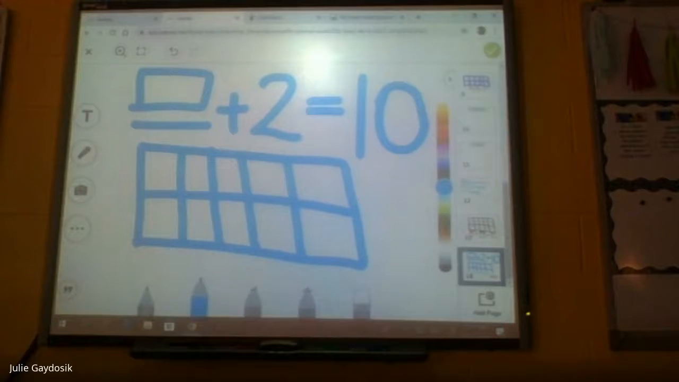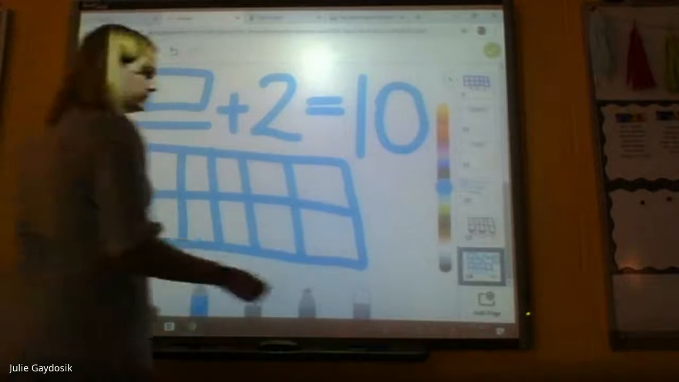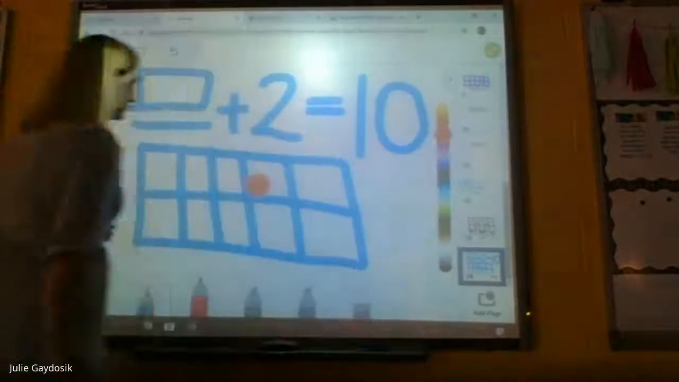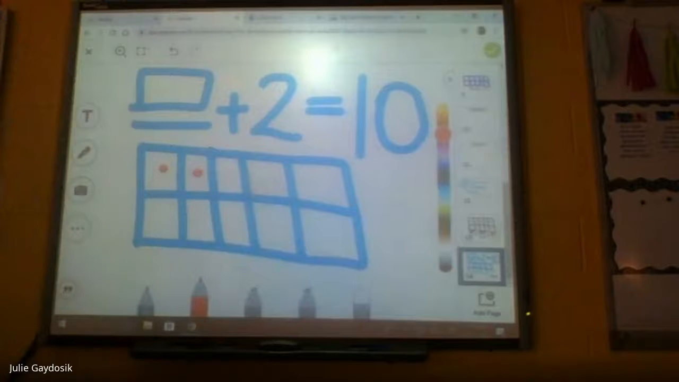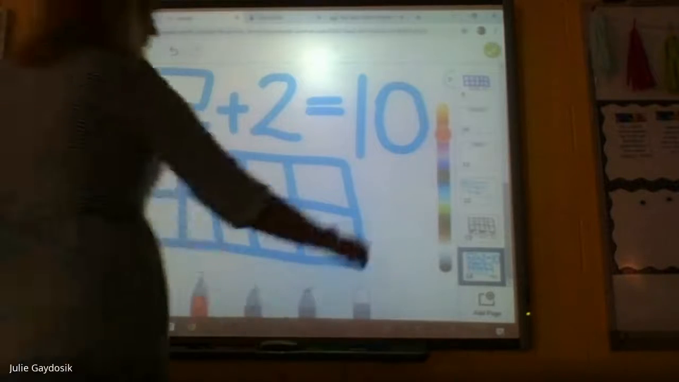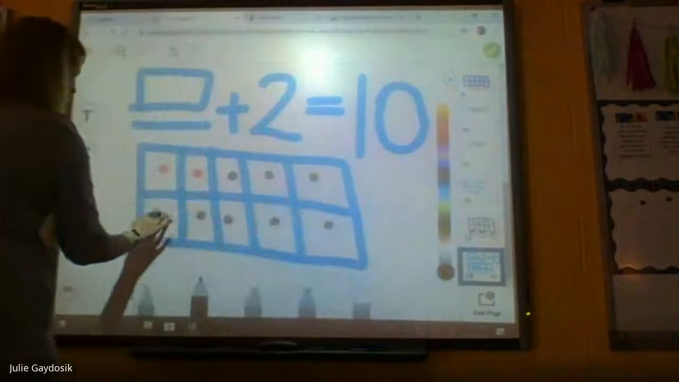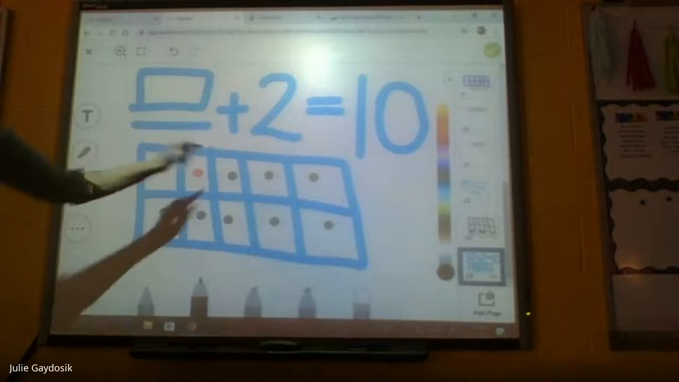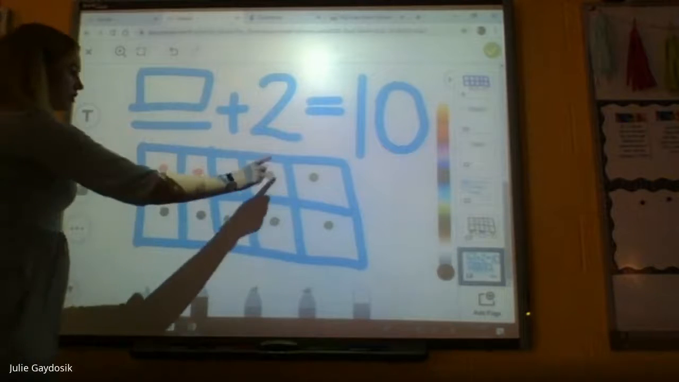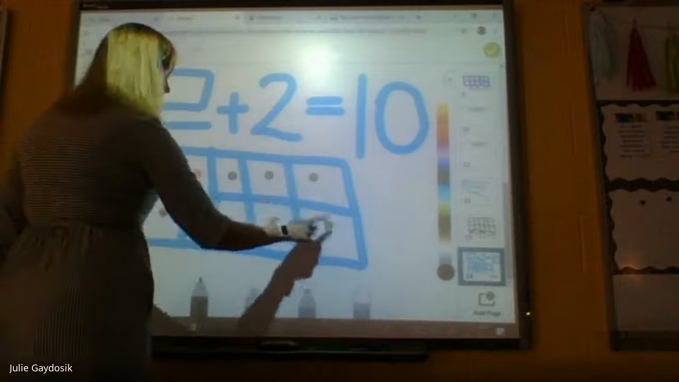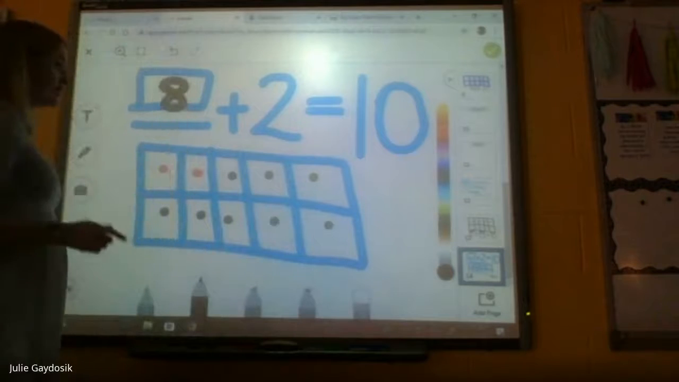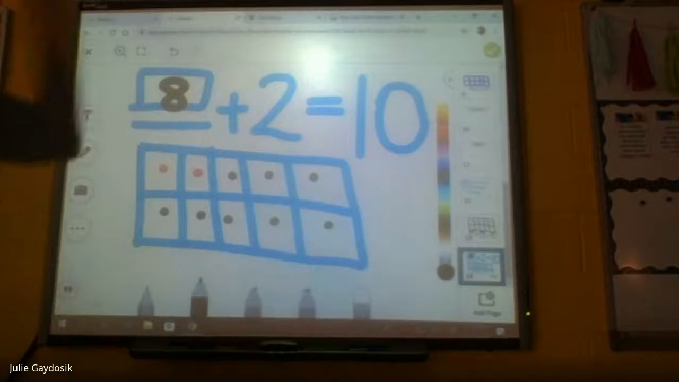Unknown plus 2 equals 10. Now, it wants to know how many are left in that tens frame to fill up to get to 10. So I'm going to count my black dots, right? 1, 2, 3, 4, 5, 6, 7, 8. It takes 8 plus 2 to get to 10.